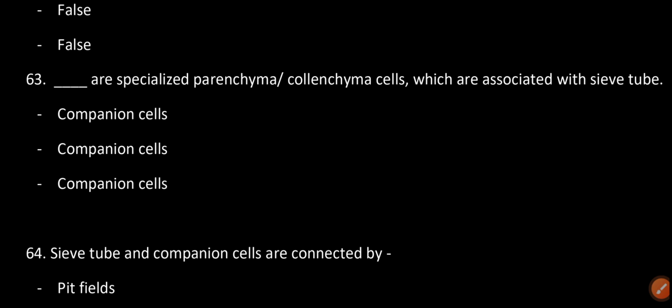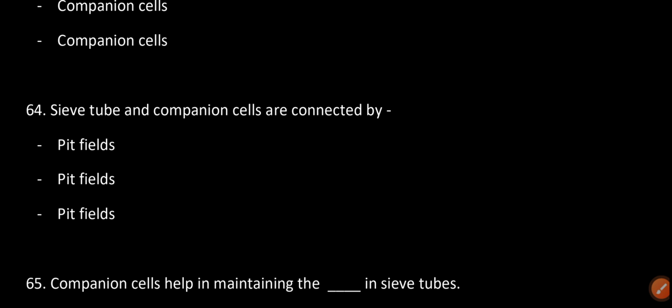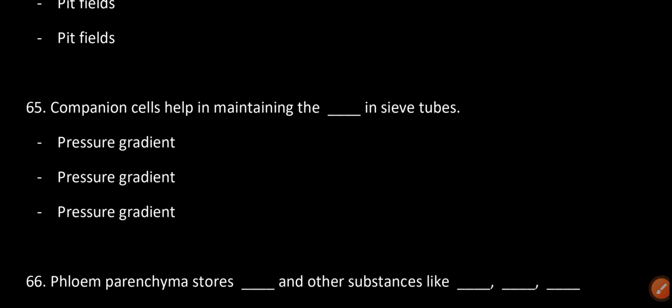Companion cells are specialized parenchyma cells which are associated with sieve tubes. Sieve tubes and companion cells are connected by pit fields. Companion cells help in maintaining the pressure gradient in sieve tubes.